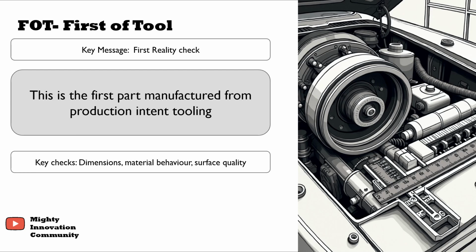Now comes one of the most important milestones, that is FOT. FOT stands for first off tool. This is the first part manufactured from production intent tooling. This is where theory meets reality. So what is checked at FOT? At FOT, the team checks dimensions, material behavior, surface quality, warpage, cracks or sink marks. So in short, overall manufacturability. FOT answers one simple question: can this part actually be manufactured the way we have designed it?